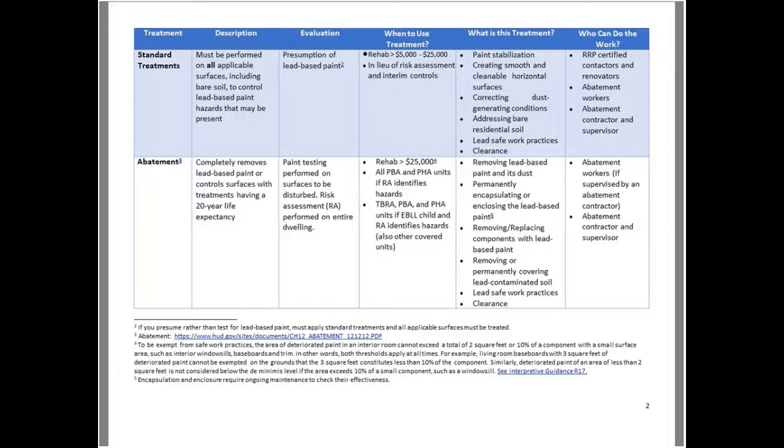When we get to abatement, so that's at over $25,000 or more, then we're doing permanent solutions. So this is where we talk about either removing the lead paint, or we're going to have controls that have a 20-year life expectancy. And so in this case, our evaluation, again, is going to be a risk assessment, and this would apply for rehabilitation, probably not for tenant-based rental assistance where we're just putting in assistance, but in the case where we had an EBLL child, and so we're doing corrective actions as part of this.